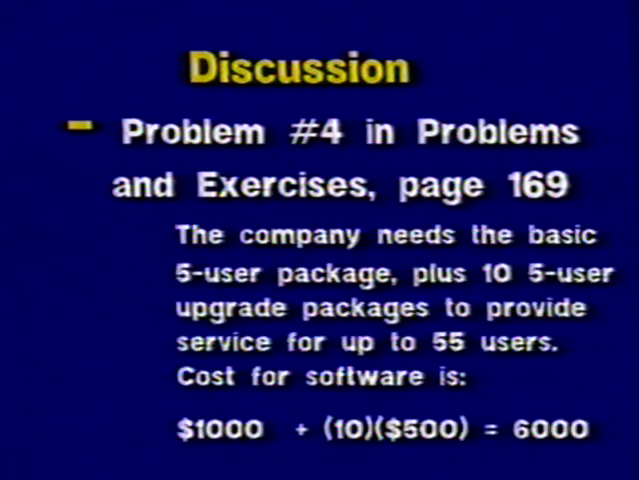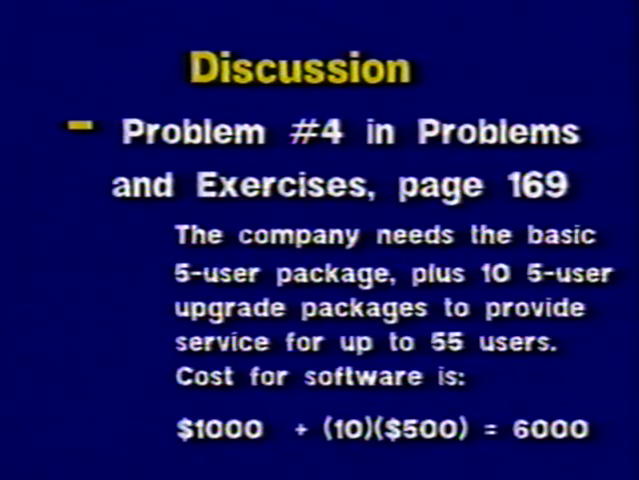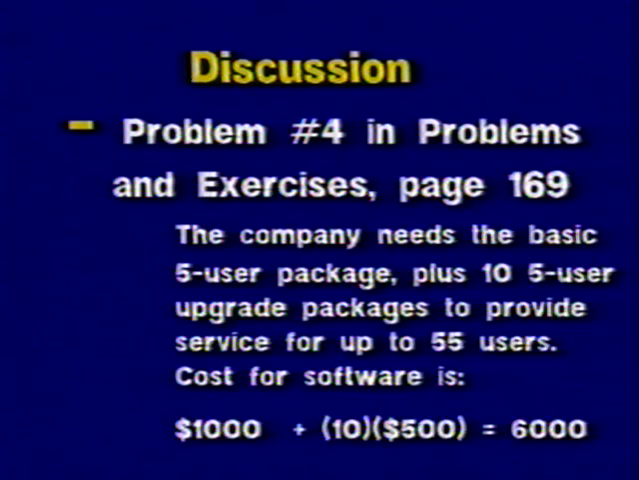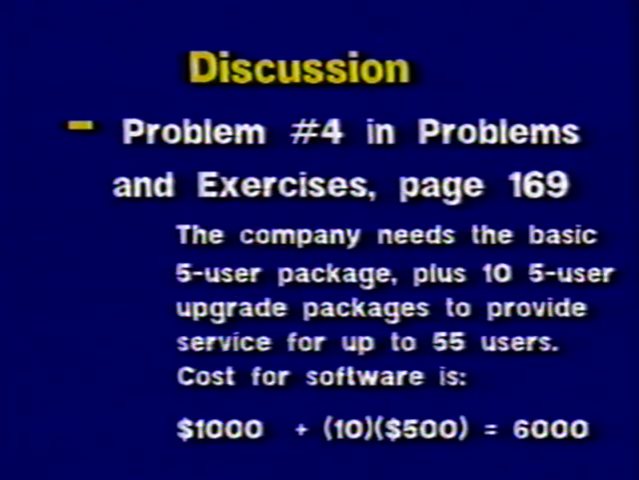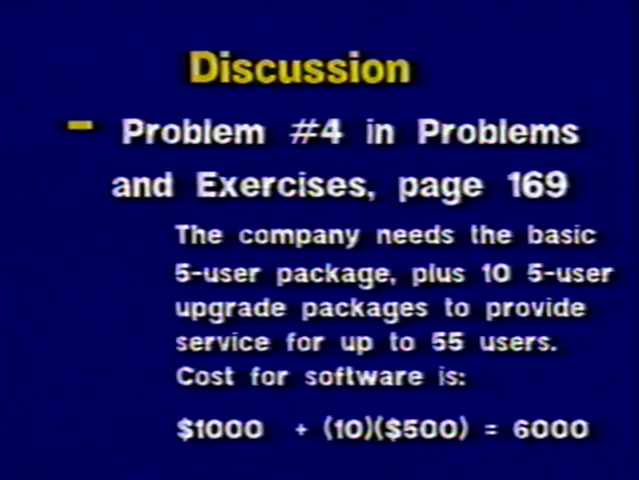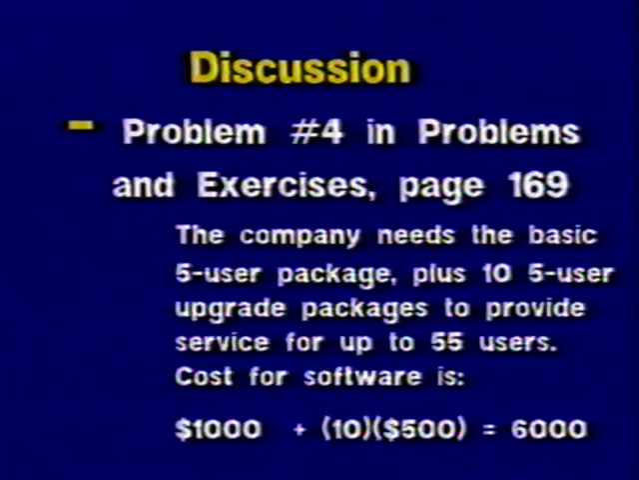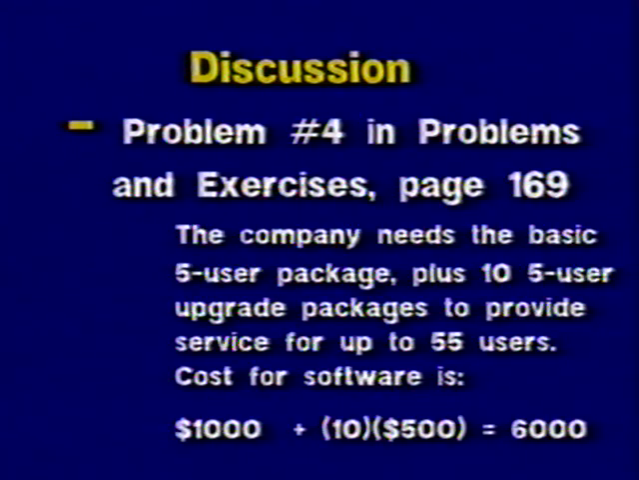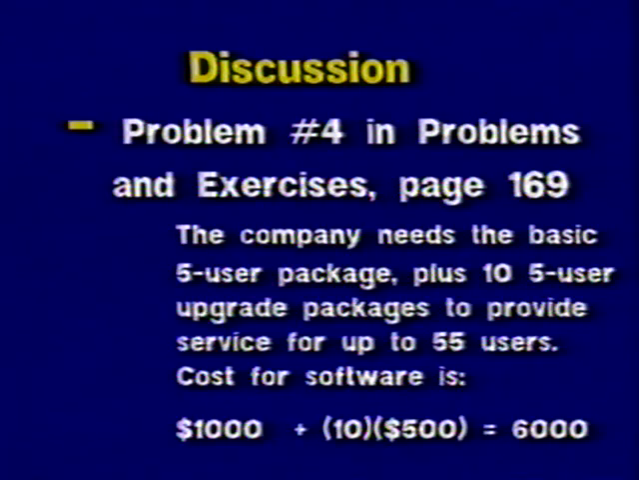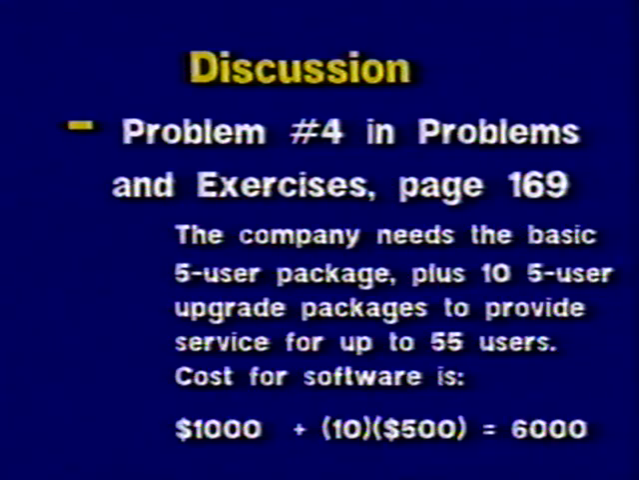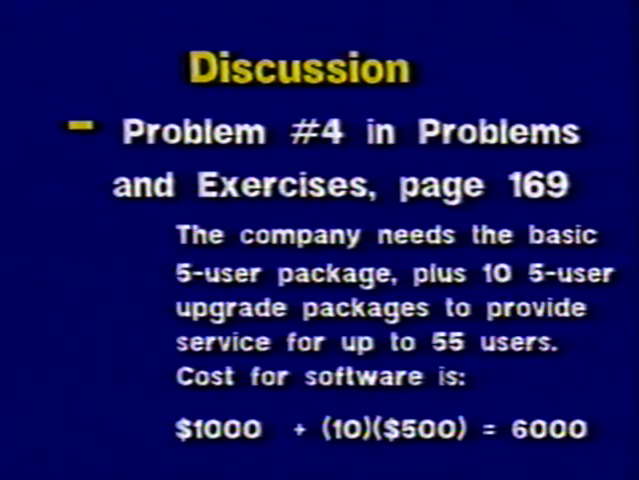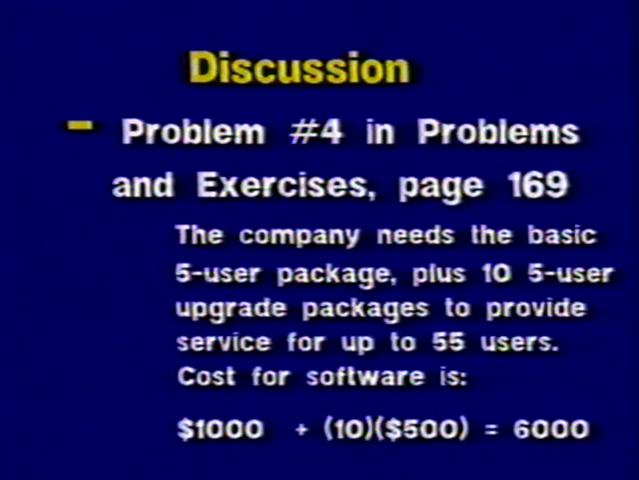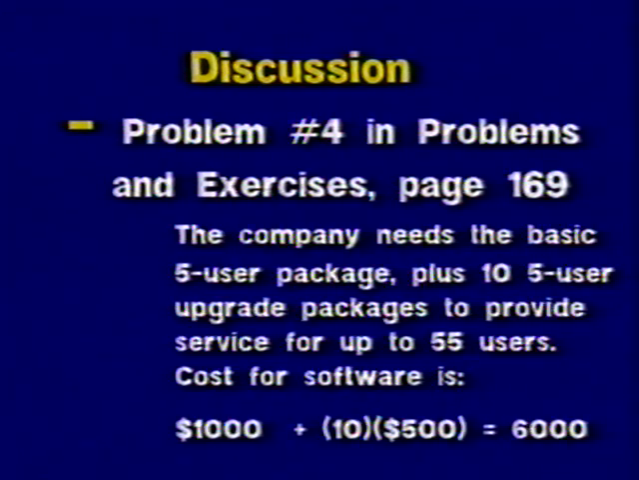Okay, well, the company needs the basic 5-user package, which is going to be $1,000, and then it's going to need 10 of the 5-user upgrades, and each of those 5-user upgrades costs $500. Now notice here that the initial license for 5 users was 1,000, but subsequent 5-user licenses are only 500. That's one of the advantages that I pointed out for having a local area network, where the additional licenses to run software are usually less expensive than buying individual sets of the software.